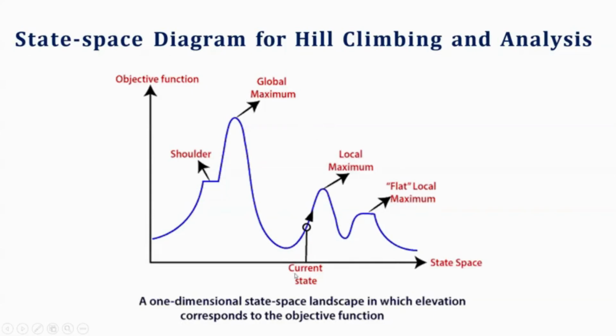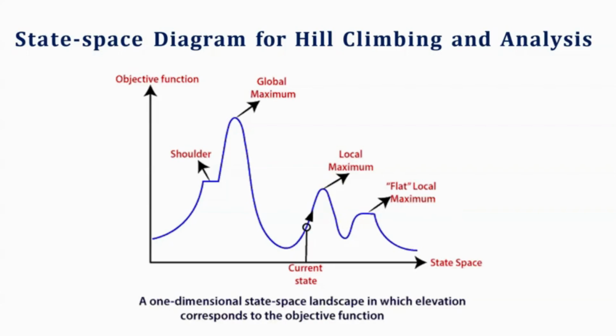We can see the current state. The current state is simply the state where the algorithm is currently located during its search. So we have the flat local maximum, which we call a plateau. These are regions where all the neighbor states have the same value as the current state. The algorithm finds it hard to determine which direction to move as there is no clear uphill.